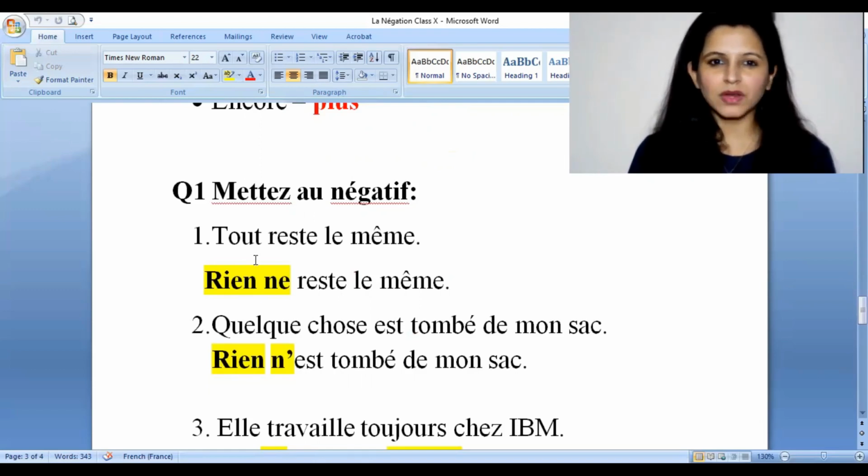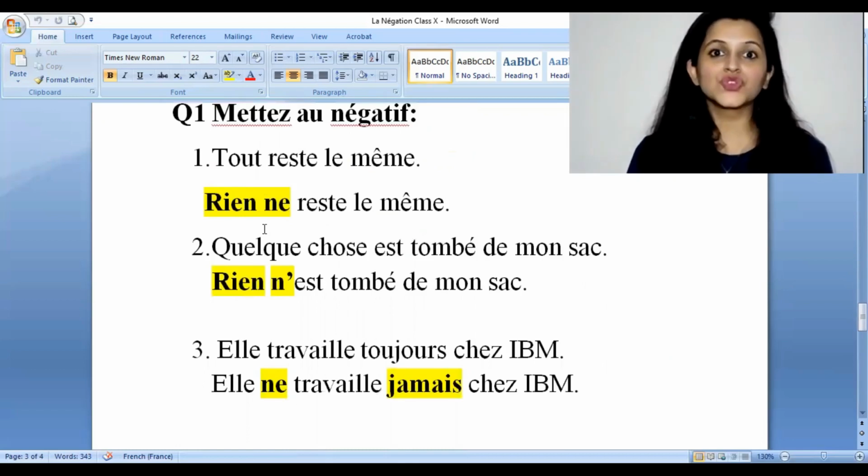So second sentence, quelque chose est tombé de mon sac. Something has fallen from my bag. So yes, nothing has fallen. So rien n'est tombé de mon sac. The next sentence, elle travaille toujours chez IBM. The negative, elle ne travaille jamais chez IBM.